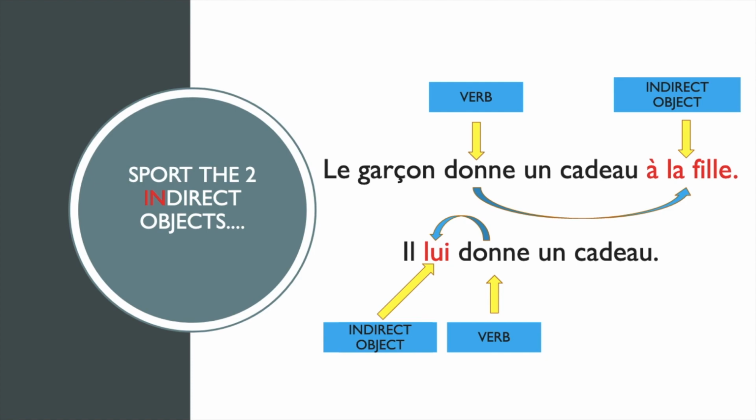This diagram shows you clearly where the indirect objects are placed and perhaps will help you understand why.